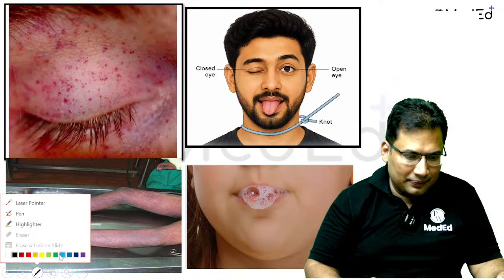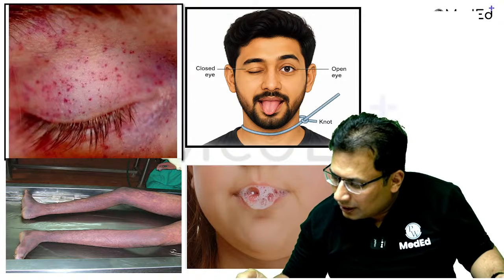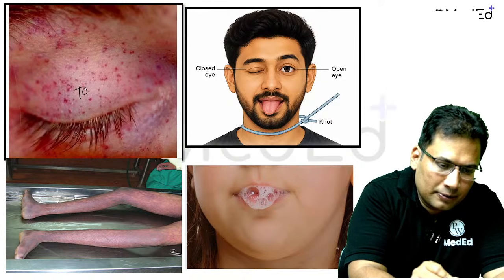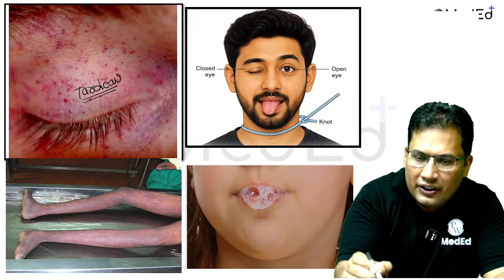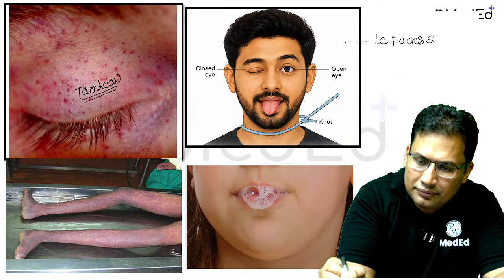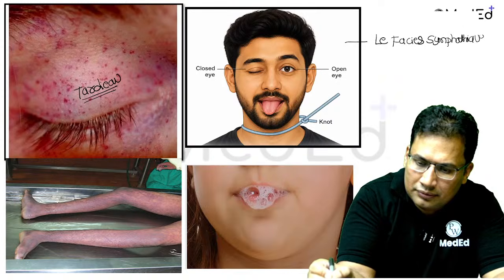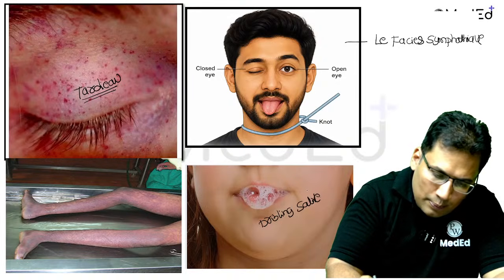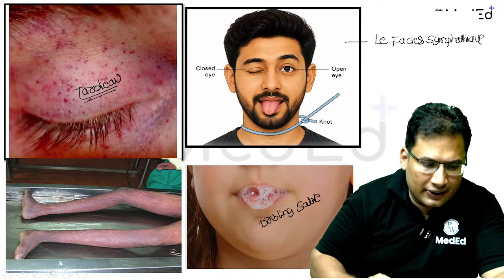Identify all these images. Let's see one by one. Your turn to answer. Okay, first one, Kushal Patel is telling, sir, this is Tardieu spot. This is Lay's facies sympathetica. Dribbling of saliva. This is postmortem hypostasis.